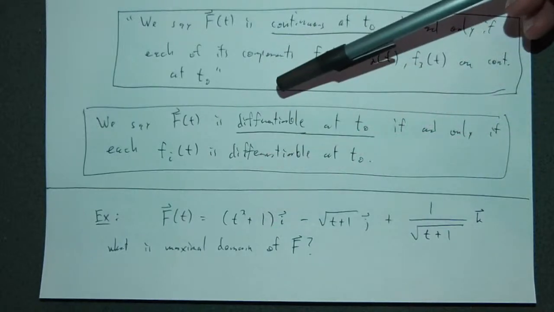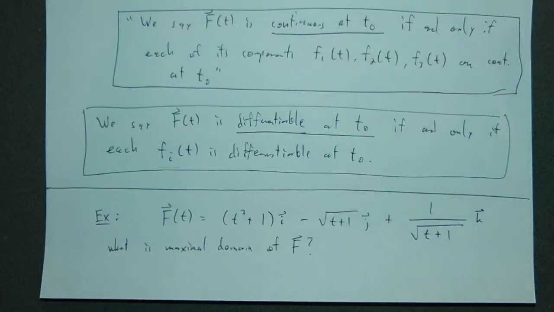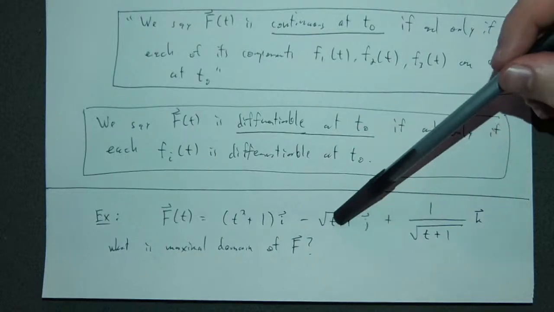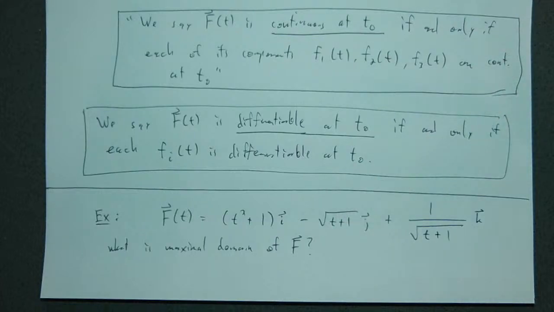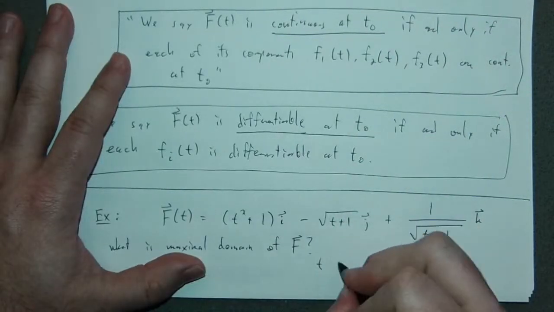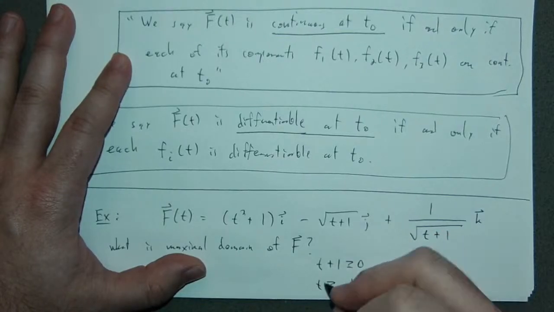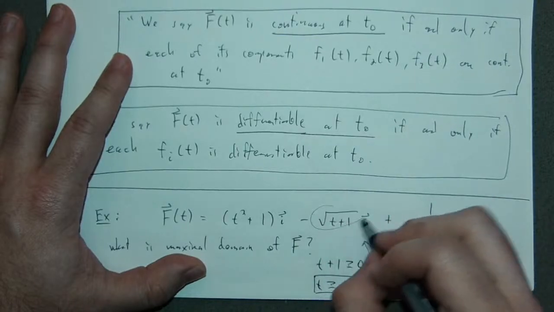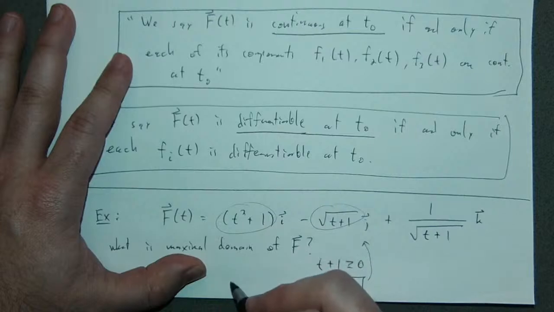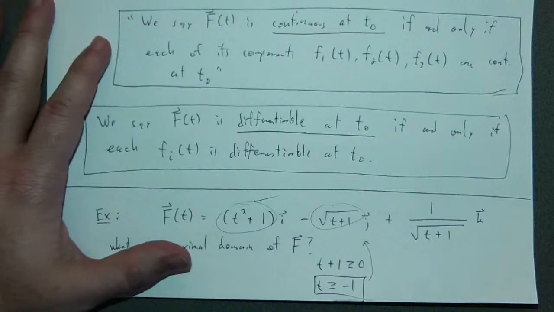Well, nothing, right? T squared plus 1, I can plug any value t into that, and there's no issues. What about square root of t plus 1? What issues do I have? Well, I'm taking the square root of t plus 1, so t plus 1 can't be negative. T plus 1 needs to be greater than or equal to 0, and so t needs to be greater than or equal to minus 1. That's what I get from this component. From the first component I had no restriction, so I was good. From this component I got this restriction that t must be greater than or equal to minus 1.